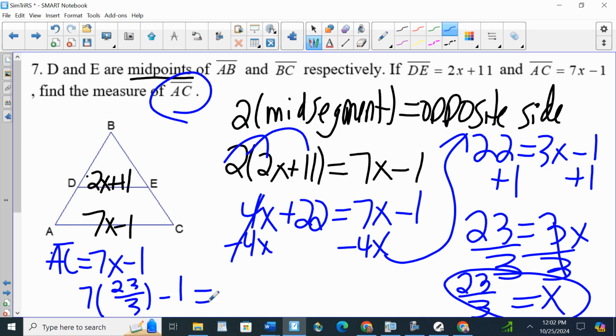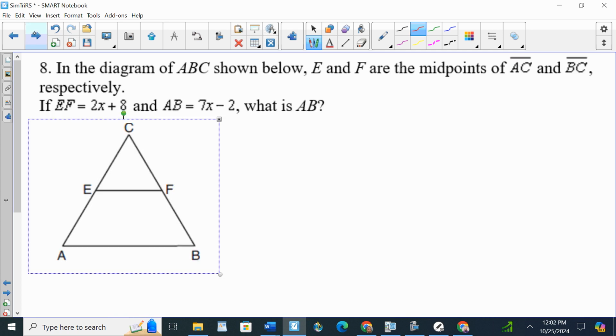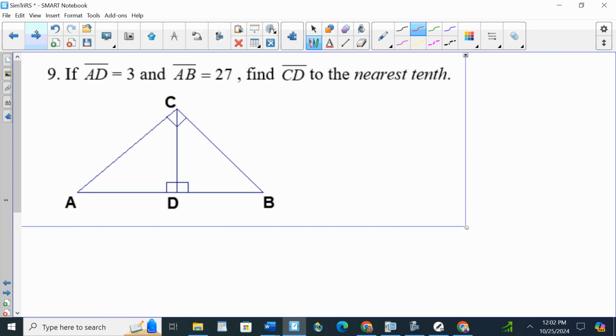But the concept remains the same. 2 times the mid-segment equals the opposite side. Basically, once you get to this point, that's the geometry of it. From there, you just do the algebra, and your algebra will work out.